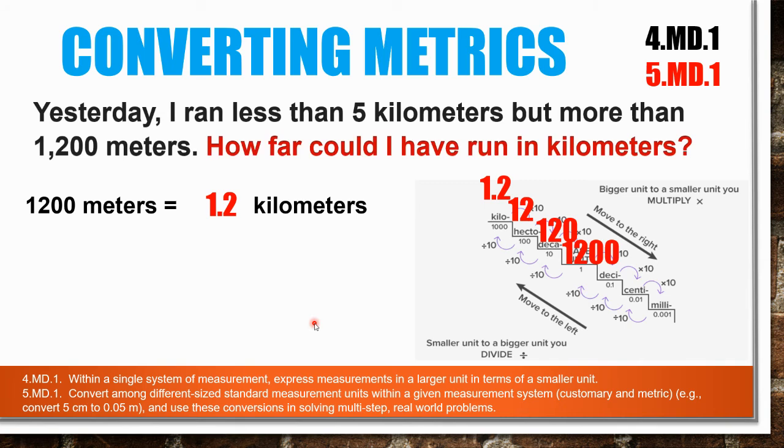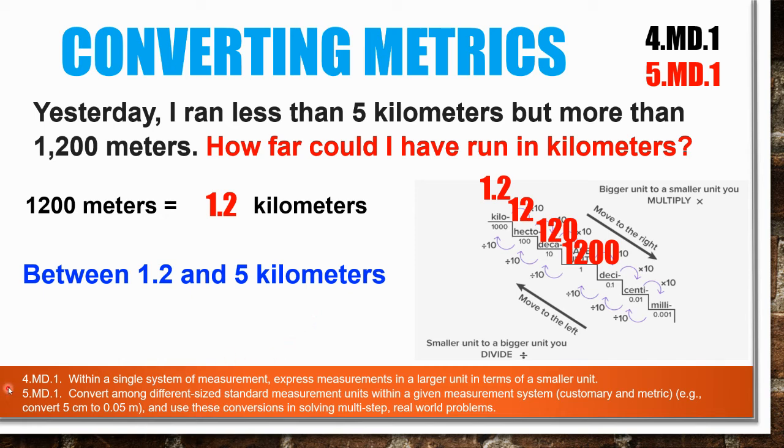Now, again, the question is, how far could I have run in kilometers? Well, on the high end, it's 5 kilometers. On the low end, it's 1 2/10 kilometers. So this is between 1 2/10 and 5 kilometers. Great job, everybody. Let's move on to another problem. You can always pause this if you want to think about it a moment.